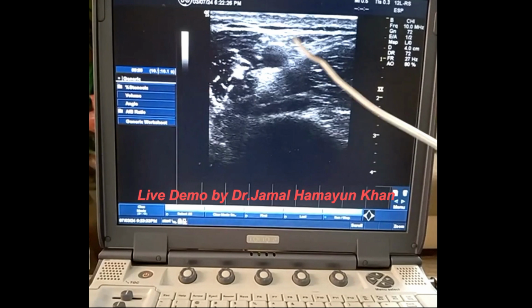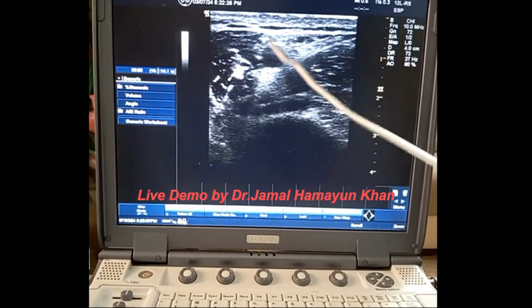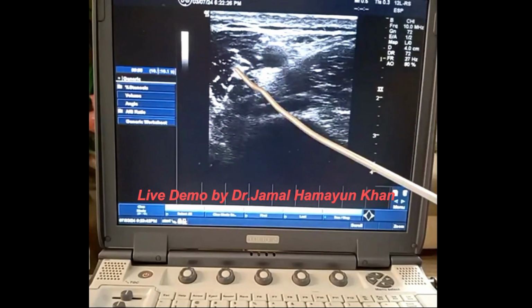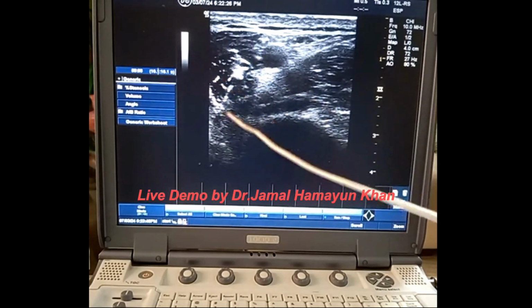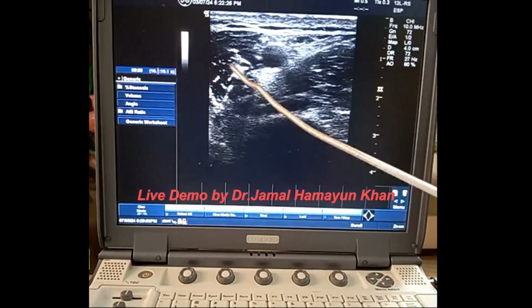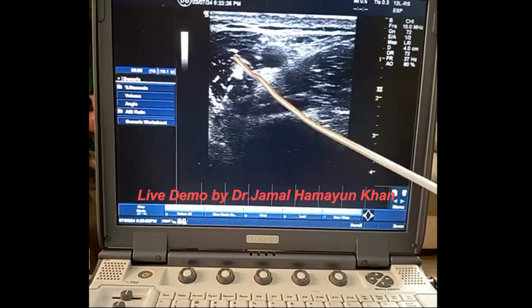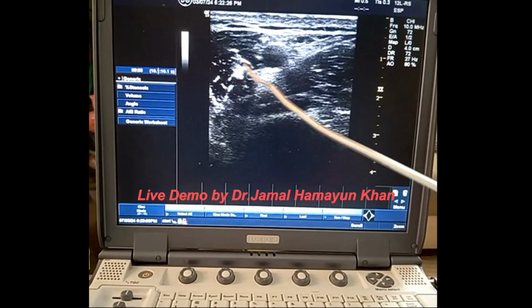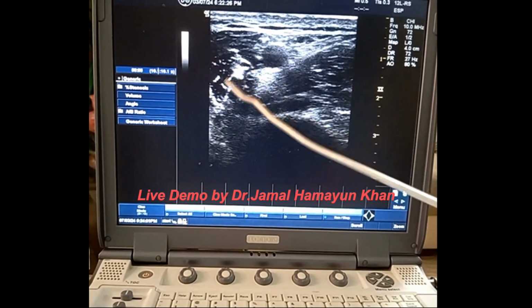Now the screen has been frozen, so we are not going to see it. And if you look laterally, this is the medial part, this is the lateral part. If we look laterally, there is a muscle belly in which there are white hyperechoic lines. And here we are going to look for the musculocutaneous nerve, which is going to look somewhat like this hyperechoic white structure.